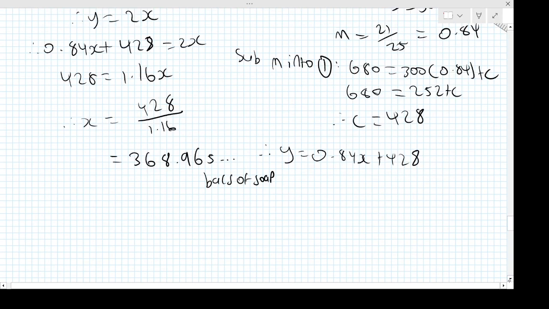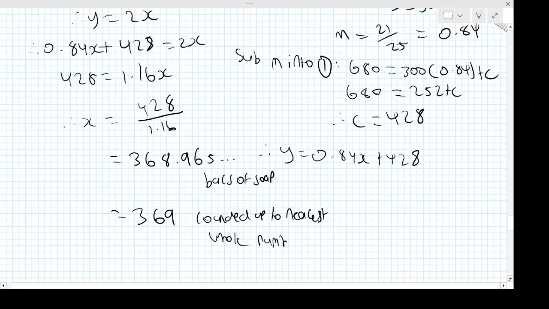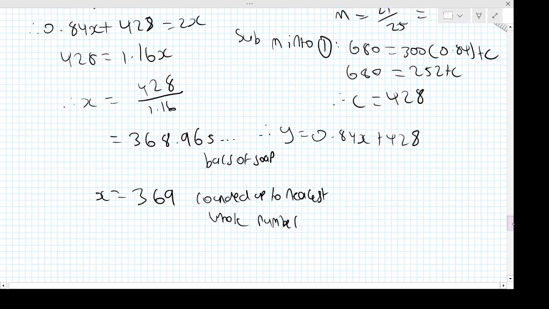So we're going to need to round it up. So that's going to be 369, rounded up to the nearest integer, or whole number, depending on how you write it. Okay, so that's 369 bars of soap, which should be X, okay, cool. So there's our answer then. There we are, and that's really it then, that's the question done.